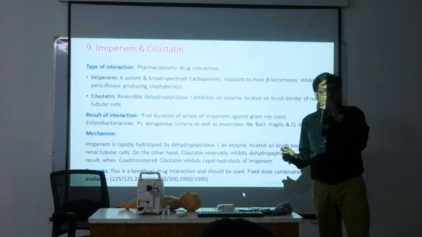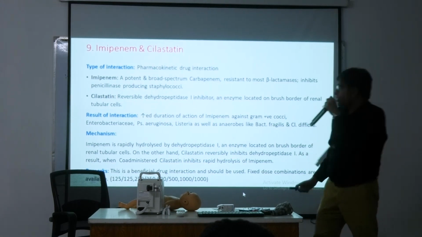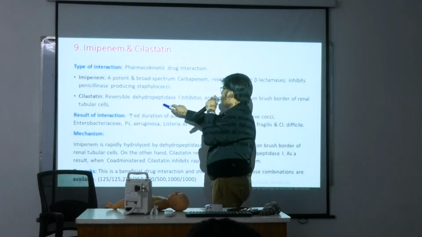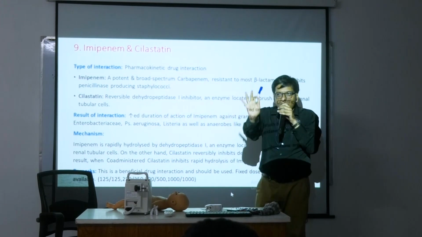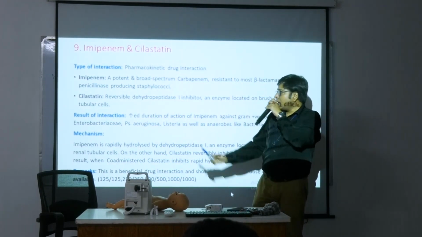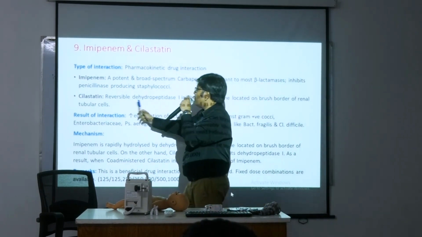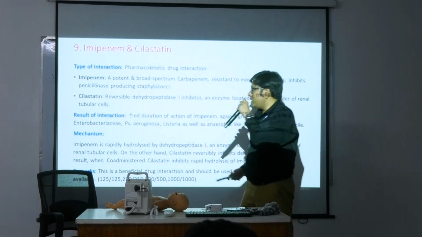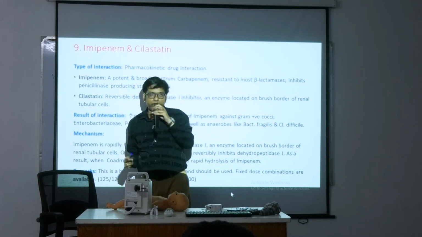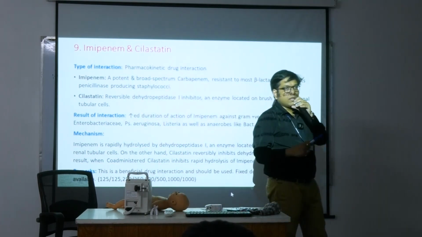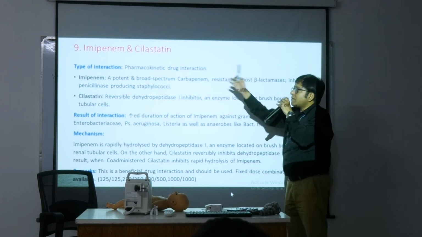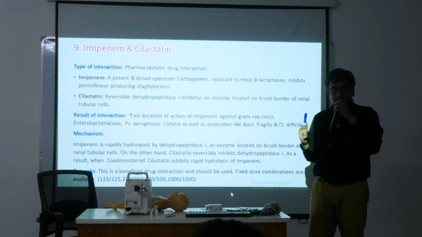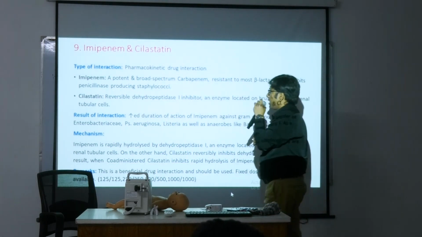But imipenem is a very useful antibiotic, so what do we do? We inhibit this dehydropeptidase 1 enzyme. The inhibitor of this enzyme is kilastatin. So whenever we give imipenem, we give it with kilastatin. This is a beneficial drug interaction.